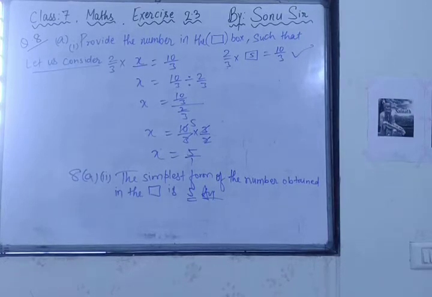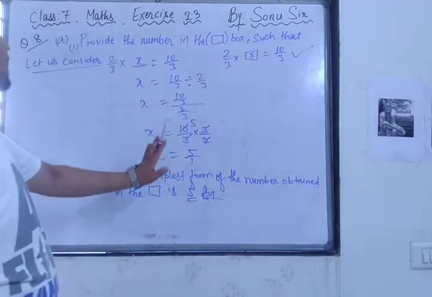2 by 3 into 5 by 10. The question is provide the number in the box. 2 by 3 is multiplied by which number? So you will get the answer 10 by 3, or 10 by 30. Just check the number. Suppose if it is 3, then the answer is right.